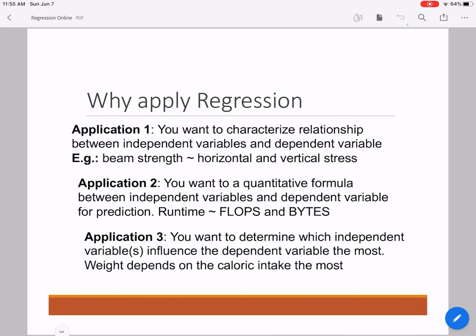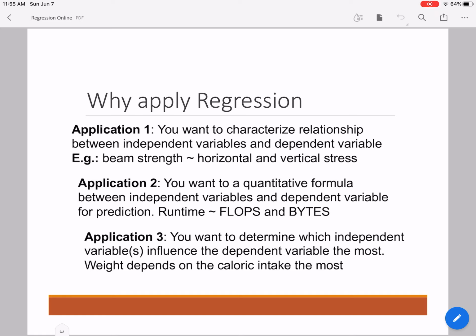So let me discuss with you some reasons why a regression analysis can be a useful statistical tool in different fields. For example, consider application 1. Let's say that you want to characterize the relationship between independent variables and a dependent variable. For example, let's say that you are a civil engineer. You may be interested in studying the beam strength, which can be a function of the horizontal stress and the vertical stress on that beam.